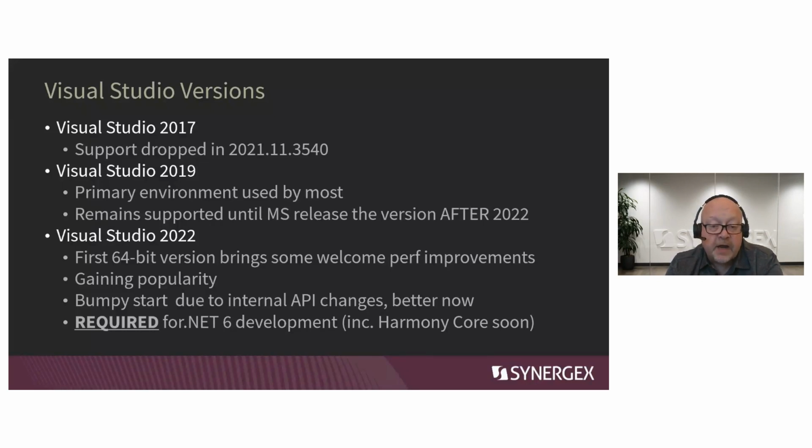And if you're a little bit behind on the latest and greatest tools, I suspect you'll notice a difference. Personally, I'm now using 2022 exclusively, and I've uninstalled all of my 2019 instances, and I'm very happy. By the way, if you are planning on doing any .NET 6 development, and that will very soon include Harmony Core, as we're about to update Harmony Core to .NET 6 in the very near future, you must use Visual Studio 2022. Microsoft do not support doing .NET 6 development in any older version of the IDE.